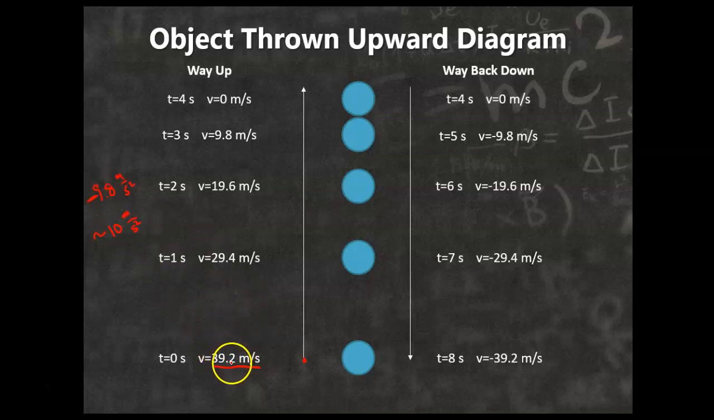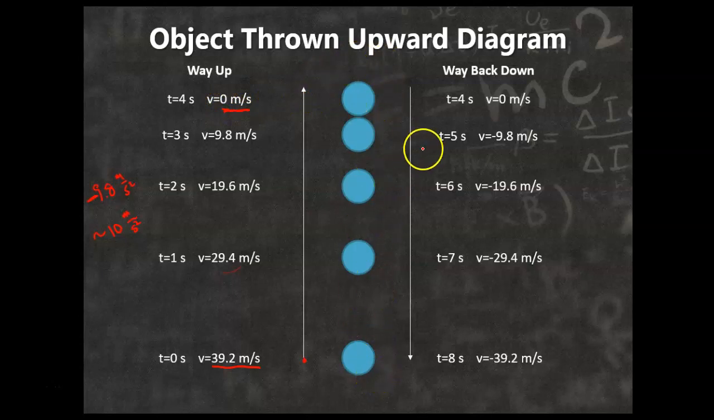So from 39.2, after 1 second, the object has slowed down by 9.8 meters per second. So this number is 9.8 less than this number. Now we're at 29.4 meters per second. A second later, our speed has been reduced by another 9.8 meters per second. A second later, reduced by another 9.8. And a second later, our speed has become 0. So it took 1, 2, 3, 4 seconds to give up all that initial upward velocity. Up here at the highest point, our velocity has become 0. It has stopped going up.